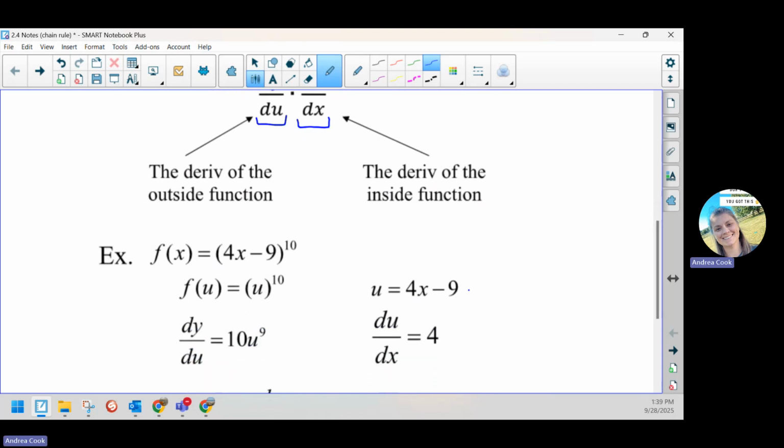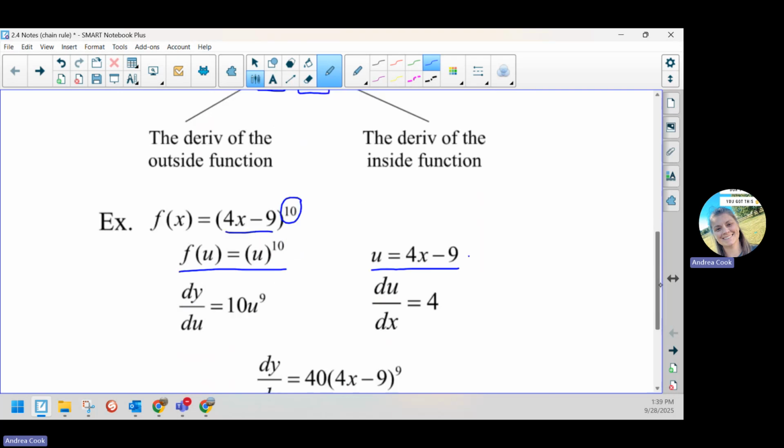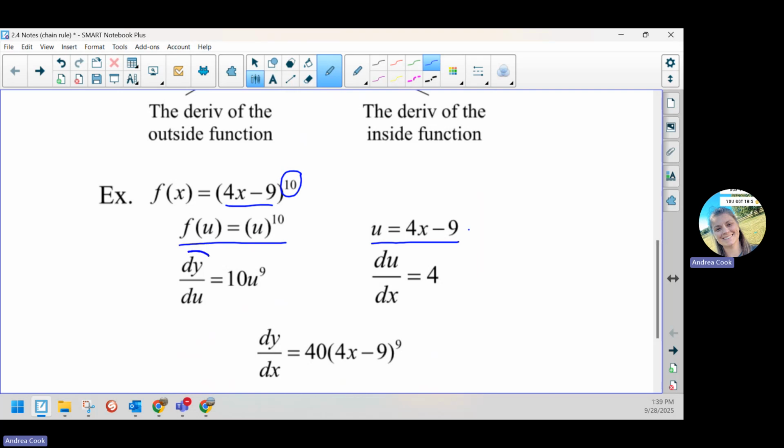If I want to find the derivative of 4x minus 9 raised to the 10th power. So this is our inside function, and our outside function is to the 10th power. So if you want to look at it in terms of u, we would say u is 4x minus 9, and f of u would be u to the 10th power. So you're going to find the derivative of y with respect to u. So that's using our power rule. We bring the 10 down and subtract 1 from the exponent, and that's where the 9 comes from.